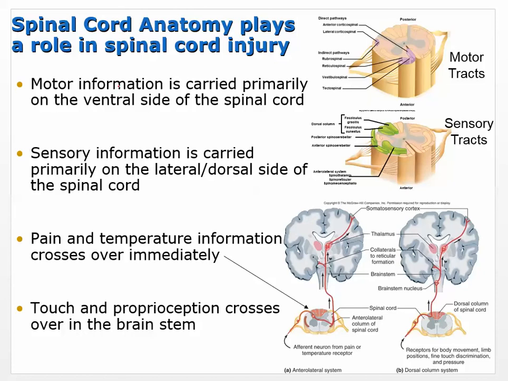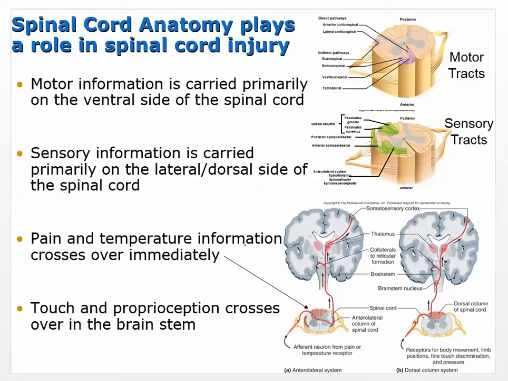So here we say motor information is carried primarily on the ventral side, so on the front. If you damage the front of the spinal cord, but not the back, then you may lose motor control, but not necessarily sensory. Okay, so sensory is carried primarily on the lateral and dorsal side of the spinal cord, so there's a difference. Now, we also have this situation where pain and temperature information crosses over immediately, but touch and proprioception crosses over in the brainstem.